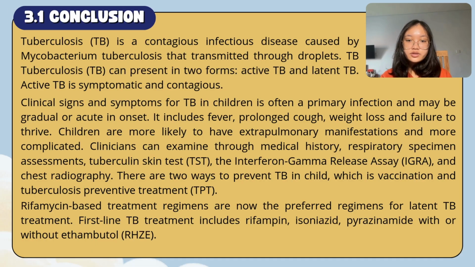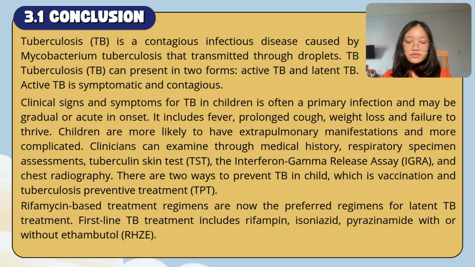TB is a contagious infectious disease caused by Mycobacterium tuberculosis that is transmitted through droplets. TB can present in two forms, active TB and latent TB. Active TB is symptomatic and contagious. Clinical signs and symptoms for TB in children are often a primary infection and may be of gradual or acute onset. It includes fever, prolonged cough, weight loss, and failure to thrive. Children are more likely to have extrapulmonary manifestations and be more complicated. Clinicians can examine through medical history, respiratory specimen assessment, TST, interferon gamma release assay, and chest radiography.